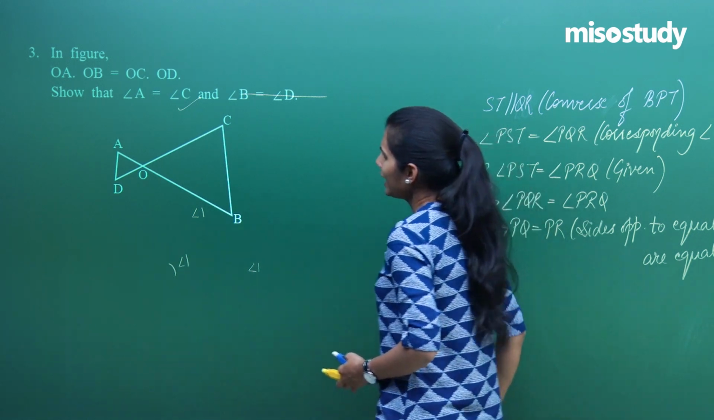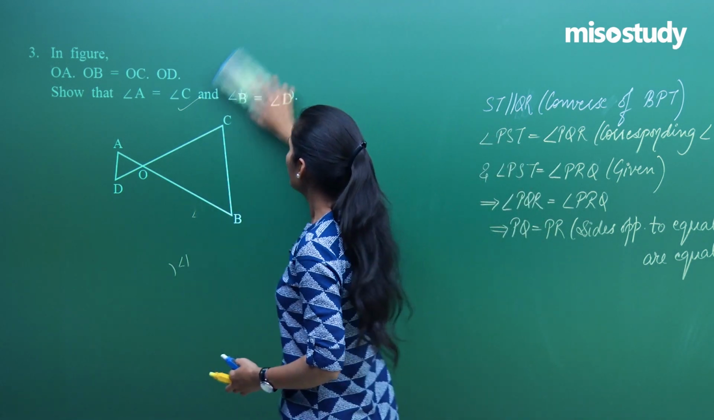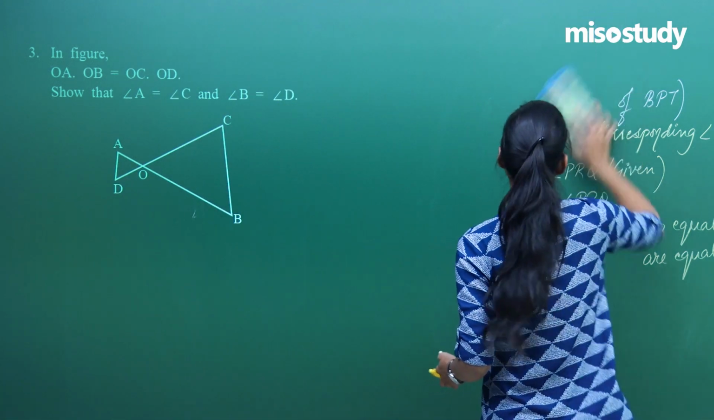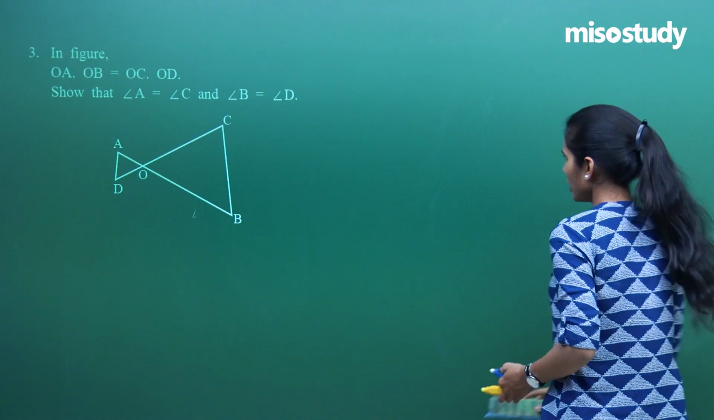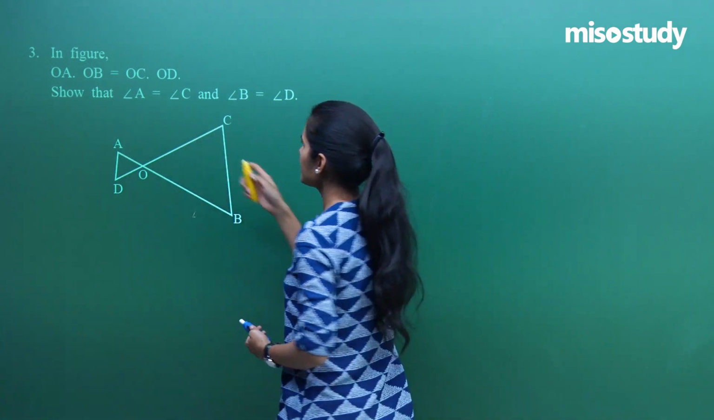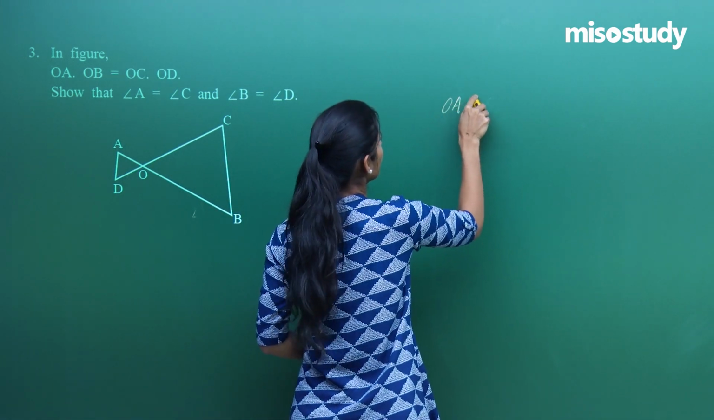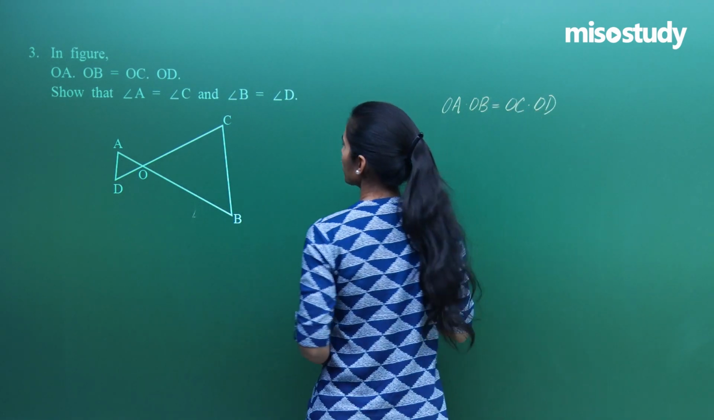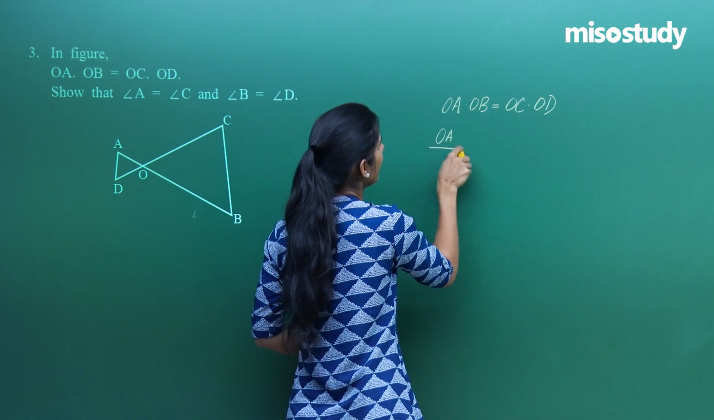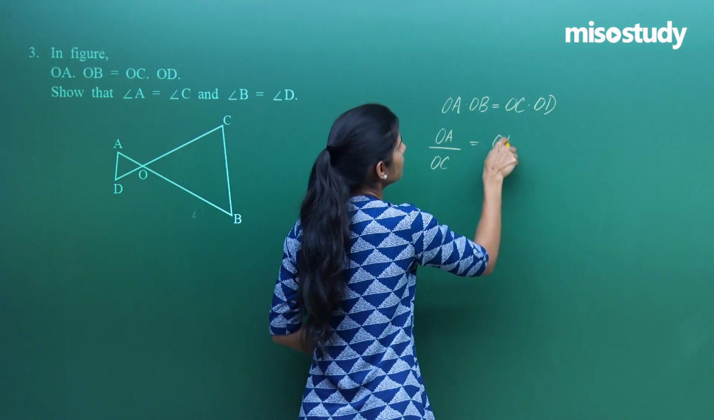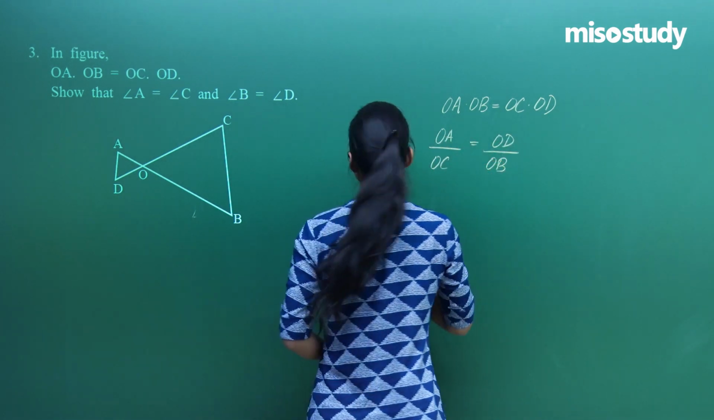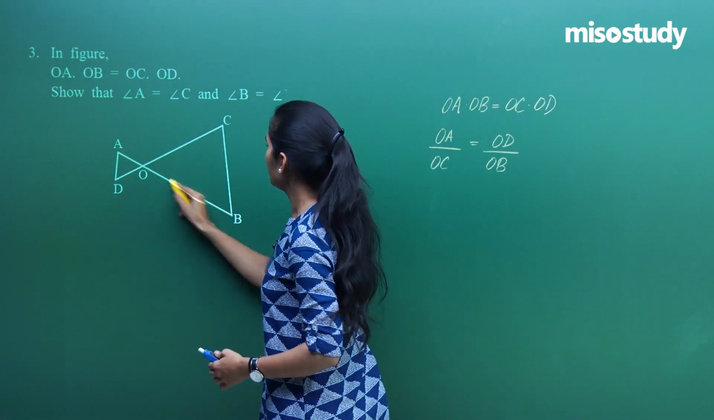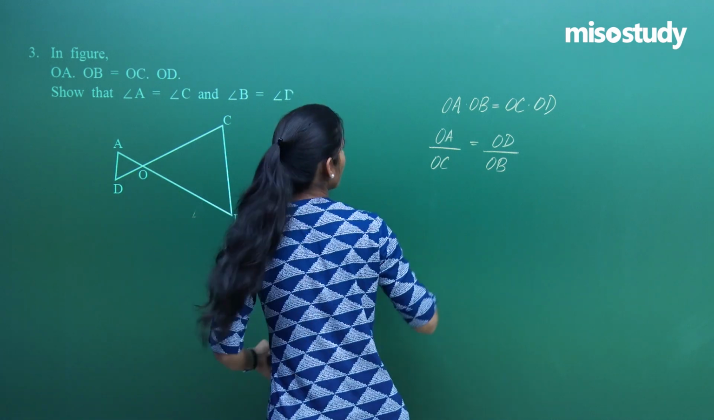It says OA into OB is equal to OC into OD. Show that angle A is equal to angle C and angle B is equal to angle D. Now try to focus upon this figure. If it says OA into OB is equal to OC into OD, you can write this as OA upon OC is equal to OD upon OB. Now try to understand. OA upon OC is equal to OD upon OB.